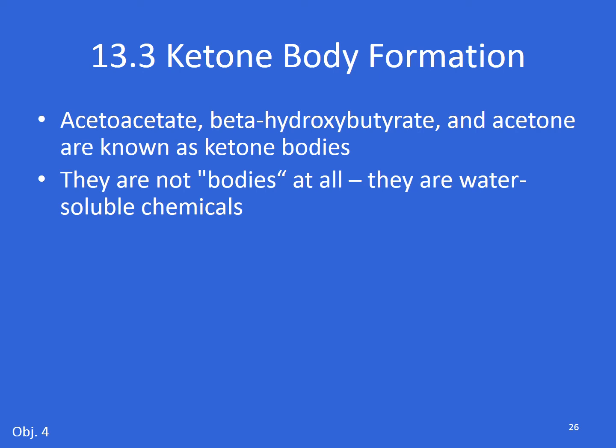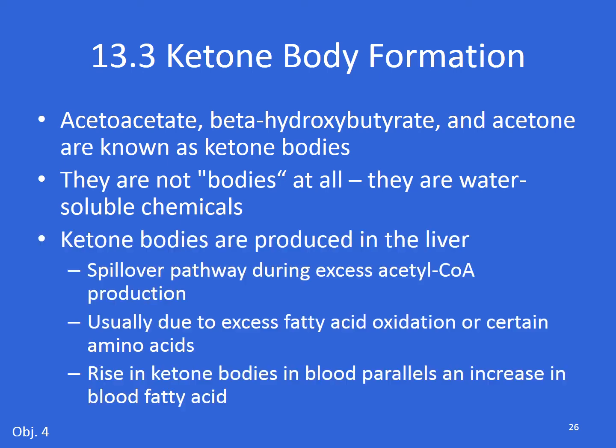They're known as ketone bodies. And this is sort of a dumb name. They're not bodies. You might as well just call them ketones, for what it's worth. They're called ketone bodies because they're ketones. So they're water-soluble ketones. So these ketone bodies are produced in the liver. And they're produced during a spillover pathway that occurs during excess acetyl-CoA production. So if you make acetyl-CoA during the Krebs cycle or fatty acid oxidation, and you make a whole bunch because you're working out really hard, you need a lot of energy, you'll produce a lot of ketone bodies.